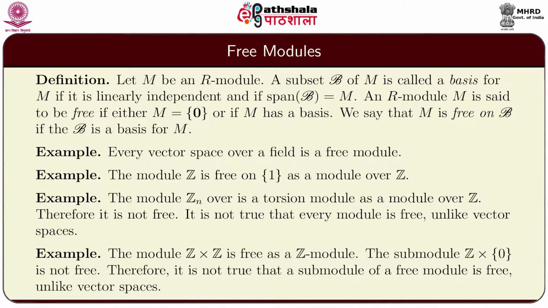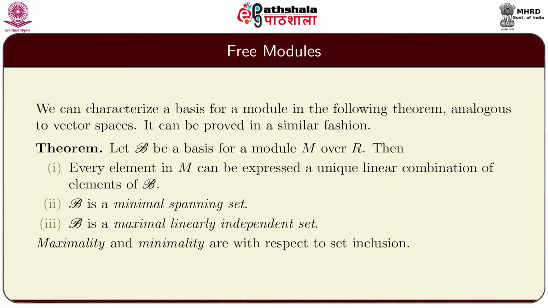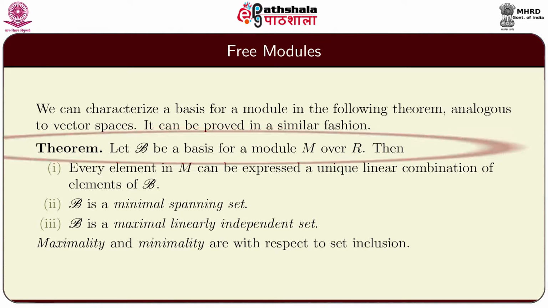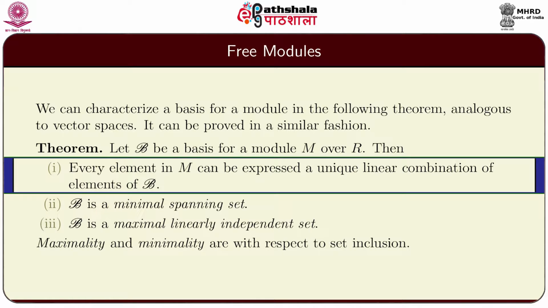Example, the module Z cross Z is free as a Z module. We can characterize a basis for a module in the following theorem analogous to vector spaces, and it can be proved in a similar fashion. So, let B be a basis for a module M over R. Then 1, every element in M can be expressed as a unique linear combination of elements of B.